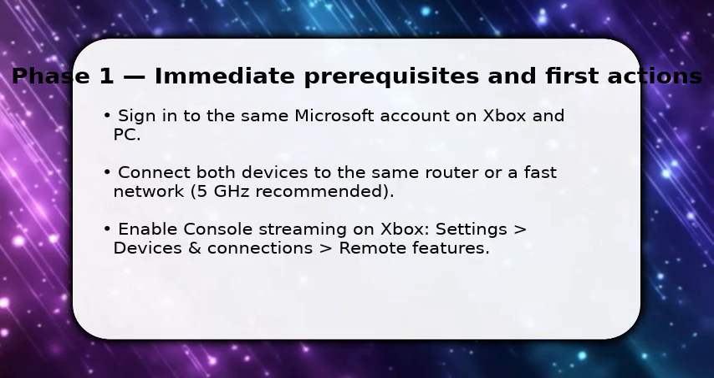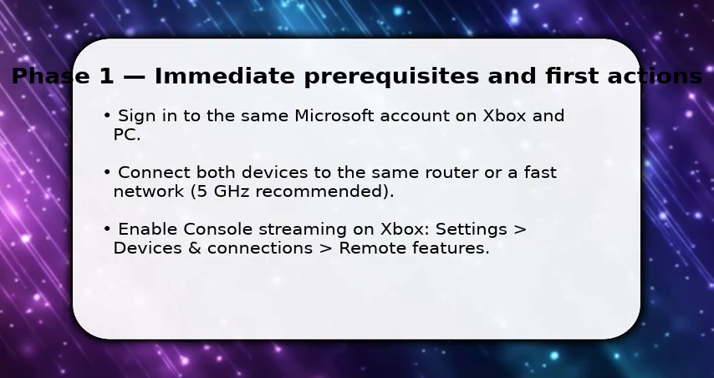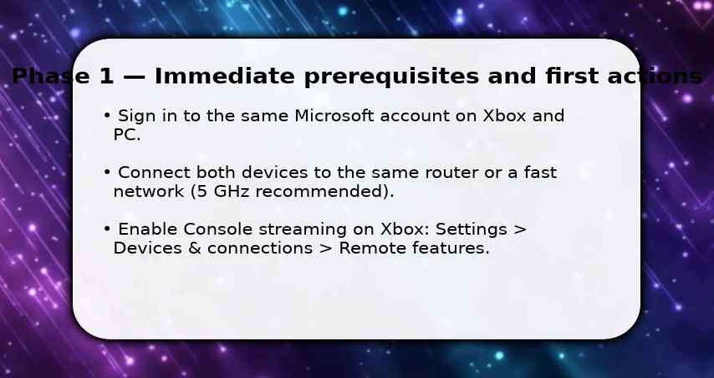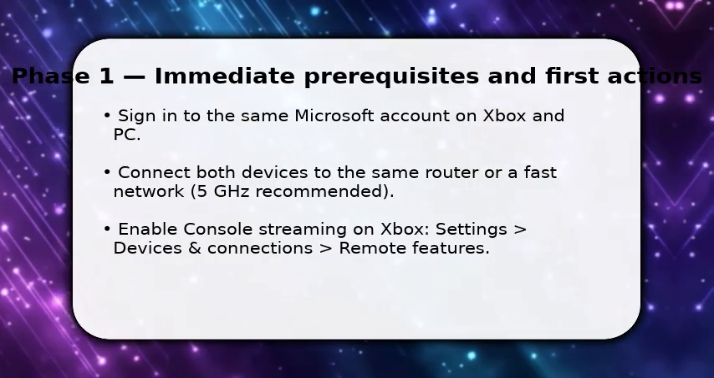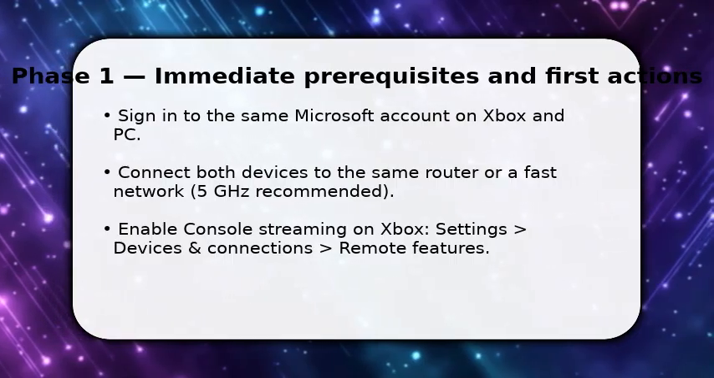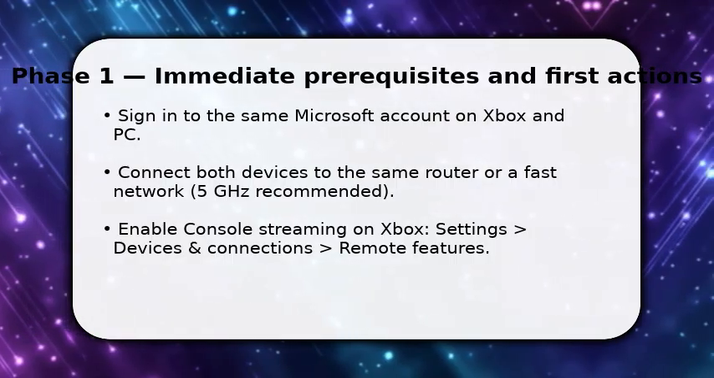You begin by getting both devices ready. Sign into the same Microsoft account on your Xbox and on the Xbox app for PC. Once done, place both devices on the same local network. 5 GHz Wi-Fi or wired Ethernet gives the best results.